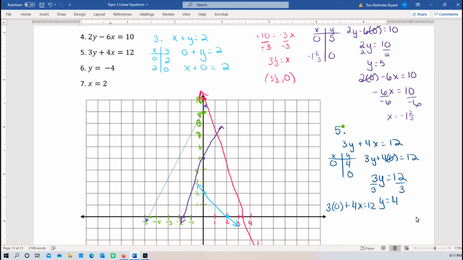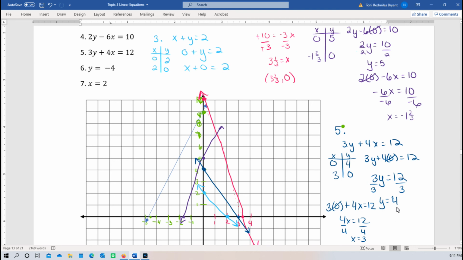Next, I'm going to put that 0 in for y. All right. And for y, that's going to give me 0. 4x equals 12. Divide both sides by 4 because it's multiplying the x, and x equals 3. So for the first one, I have 0, 4, and then 3, 0. Just seems easier to graph when they're on the... Oh my gosh, look how straight that line was.